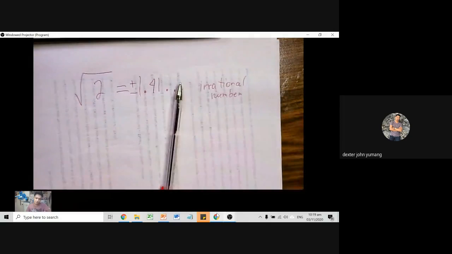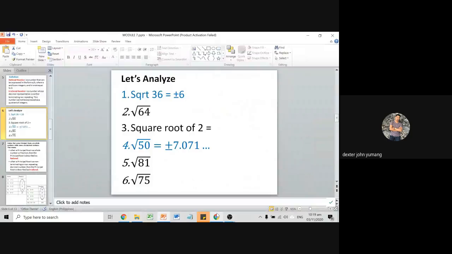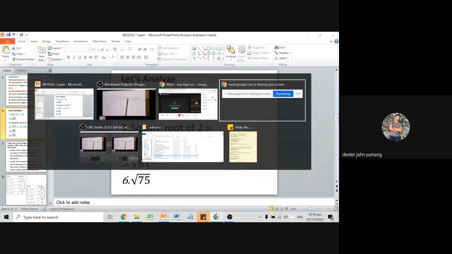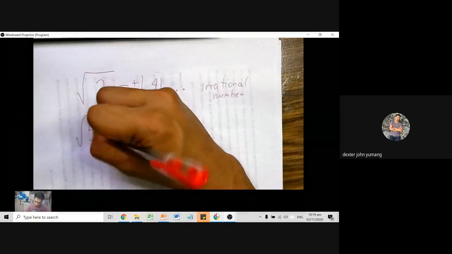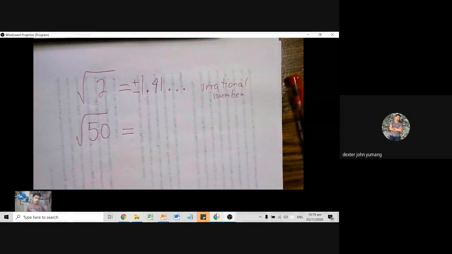Next, another example. Number 4, we have square root of 50. Sige, kayo daw sumagot. Square root of 50. What is the number? Using your calculator in your phone. Kung wala sa phone, sa laptop, meron yan sa Google. I-type nyo lang square root of 50. Maglalabas din siya. 7.07. Tama ba? Let me try. Square root of 50. Tama.